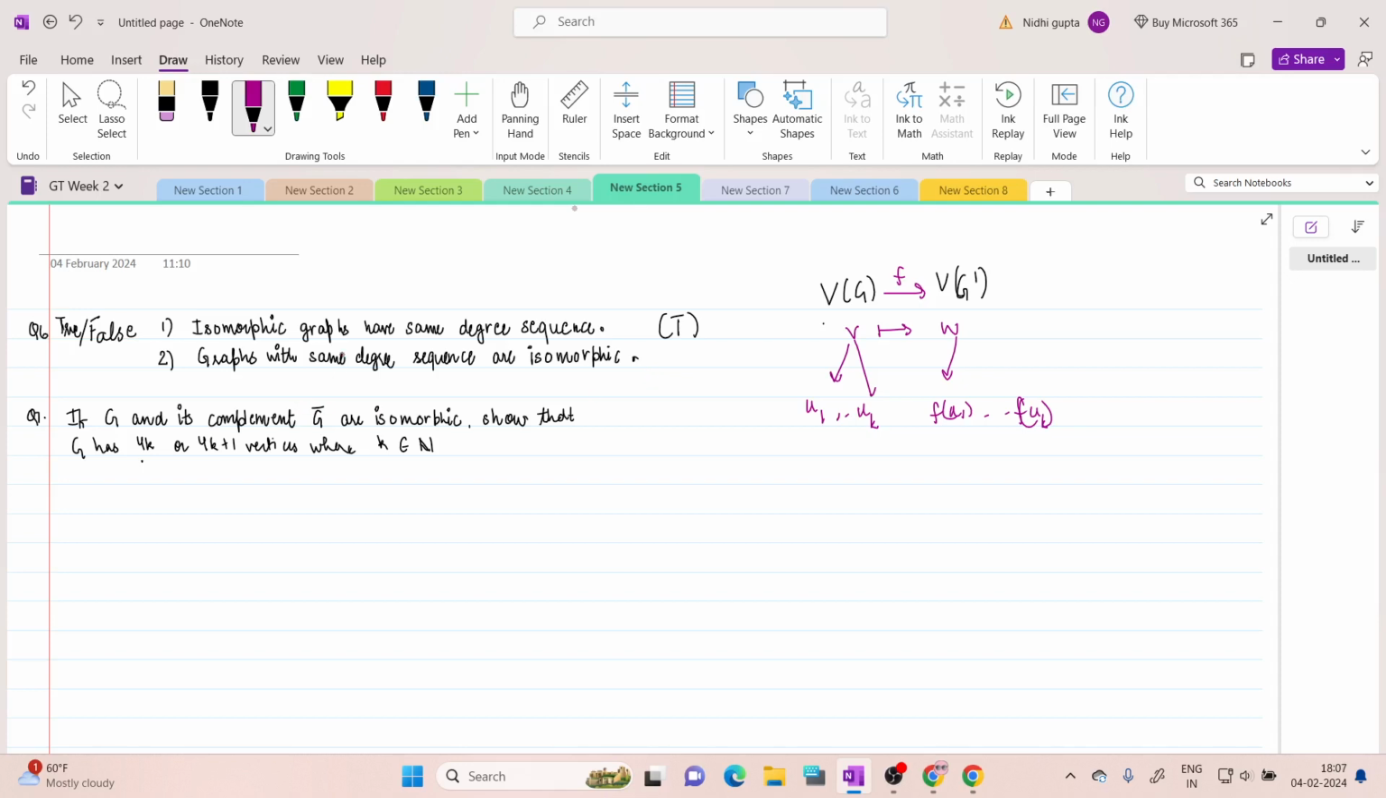Graphs with the same degree sequence are isomorphic. False. So if you're saying false, do you have a counterexample? Ma'am, I don't have the counterexample at the moment, but the positions of the vertices also matter. Yes, it matters, because of the paths. The length of paths also matters, and how they are placed also matters. You're right. So does anybody else have a counterexample?